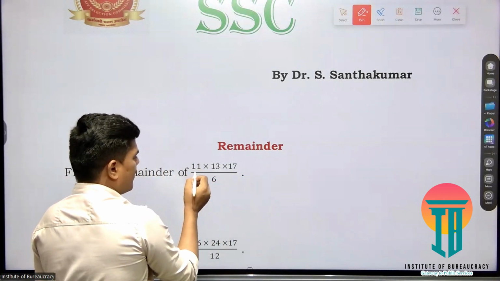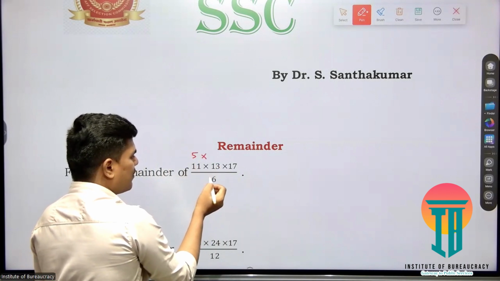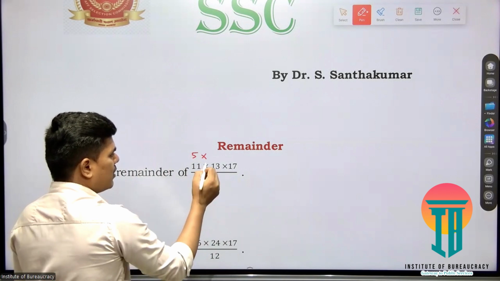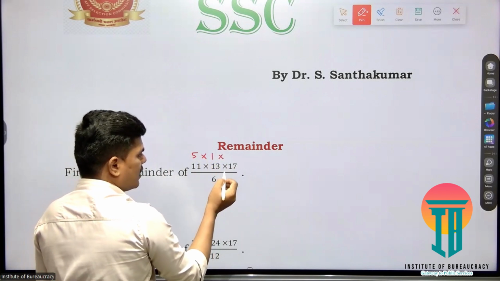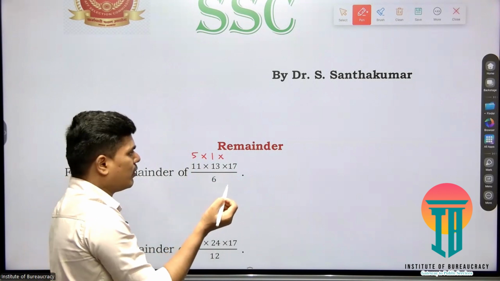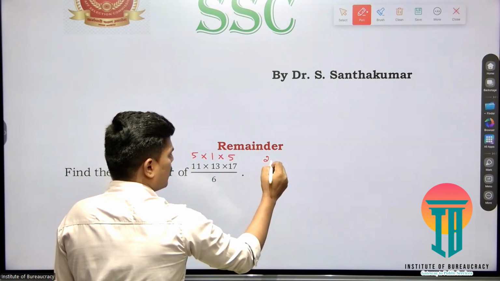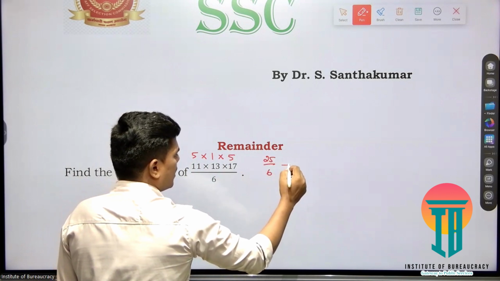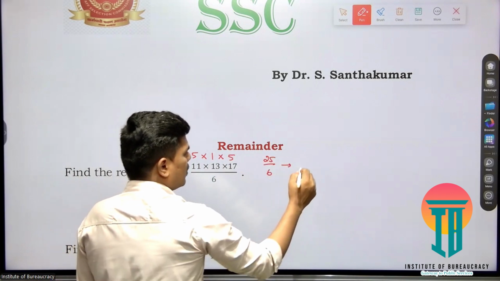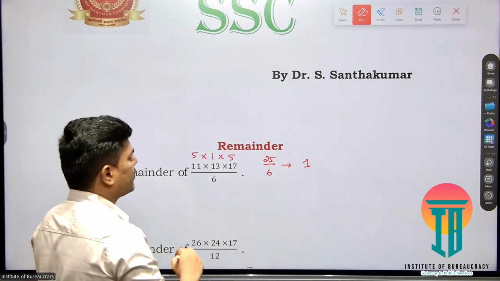When I divide 11 by 6, the remainder is going to be 5. When I divide 13 by 6, the remainder is going to be 1. When I divide 17 by 6, the remainder is going to be 5. So now it's going to be 25. 25 by 6, the remainder is going to be 1. Okay, so this is how we find the remainders.